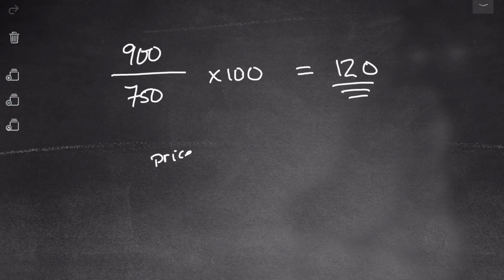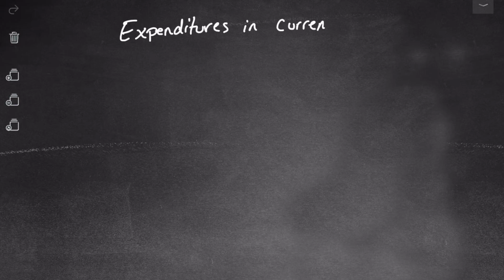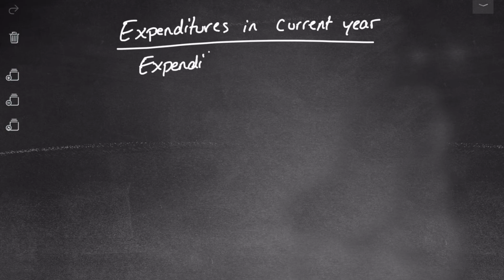So here, prices on average rose 20% from 1999 to 2014 in this hypothetical example. Okay, so the general equation for this would be expenditures in the year we're interested in, so in this case the current year, divided by expenditures in what's known as the base year, and multiplying by 100.